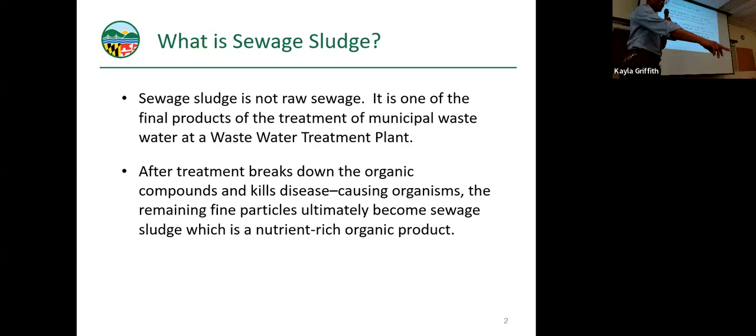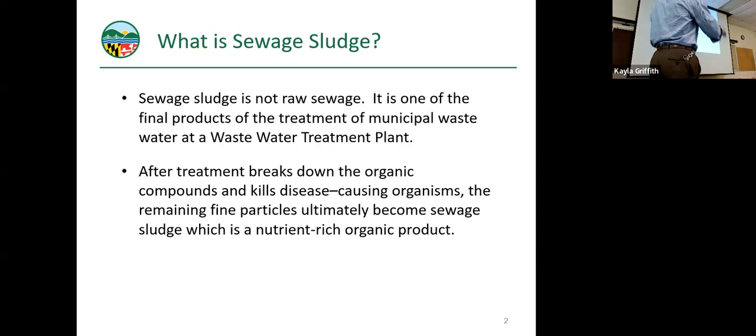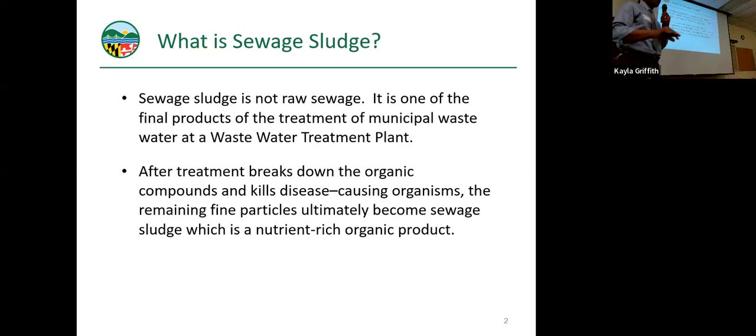But then after treatment of the organic compounds and the disease-killing organisms in the sewage sludge, the fine particle that remains is the biosolids, and that is what can be put on land for agricultural purposes.